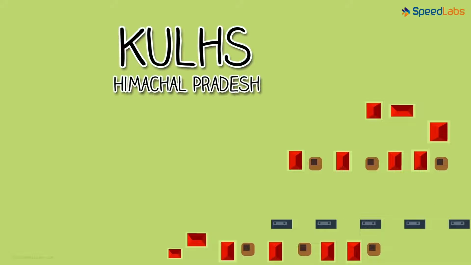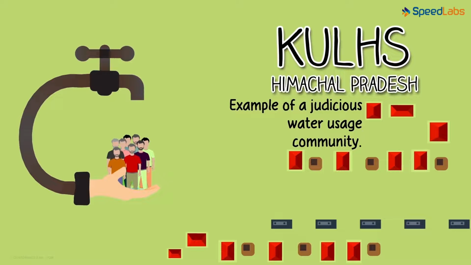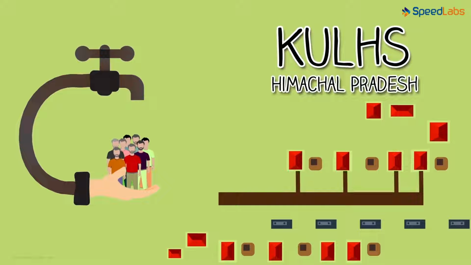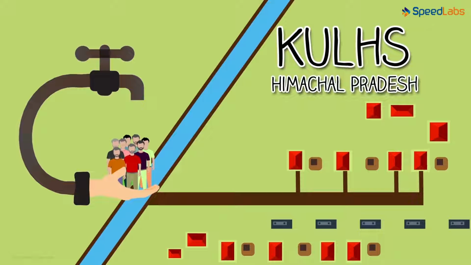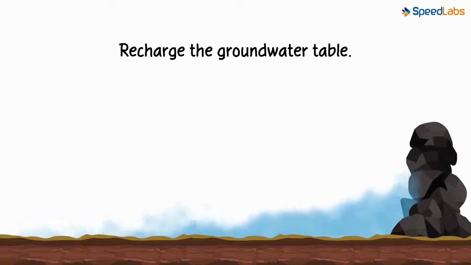The Kuls in Himachal Pradesh are an excellent example of a judicious water usage community. This community creates small channels to divert water from a particular river or a stream. This diversion, however, must be understood very closely. The small canals go right up to the farthest houses and water is supplied to them first and not to the closest houses. That's because if the closest houses utilize all the water, there'll be nothing left for the farthest ones.